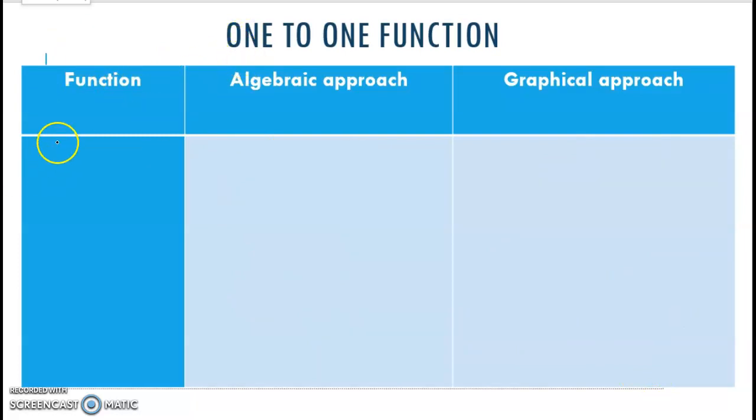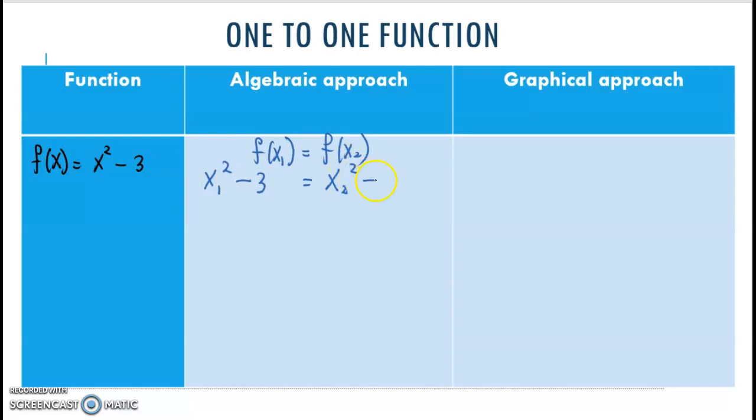Let's move on to the second example. If we have f(x) equals x squared minus 3. So for the algebraic approach, the first step, we are going to write down f(x1) equals f(x2). And then we are going to substitute into the function. We have x1 squared minus 3 equals x2 squared minus 3. And then we are going to cancel out 3. So we have x1 squared equals x2 squared.